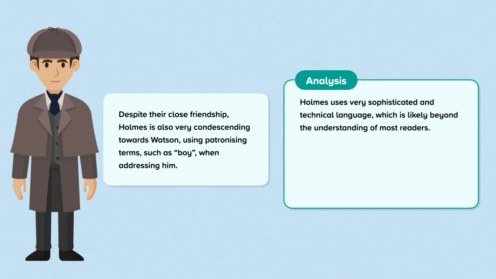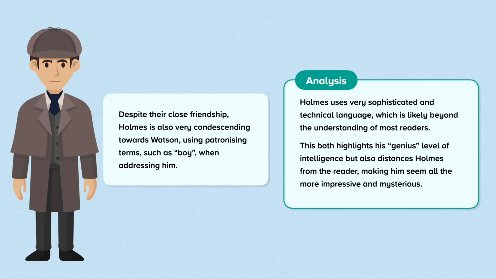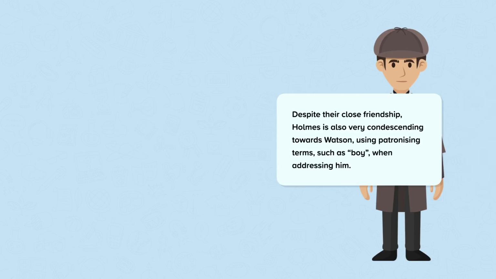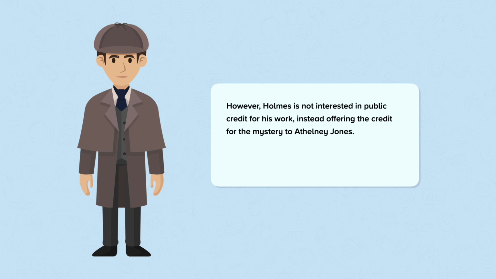Holmes uses very sophisticated and technical language, which is likely beyond the understanding of most Victorian readers. This both highlights his genius level of intelligence, but also distances Holmes from the reader, making him seem all the more impressive and mysterious. Despite this display of arrogance, Holmes is not interested in public credit for his work, instead offering the credit for the mystery to Athelney Jones. It is clear that Holmes solves cases purely for his own enjoyment.